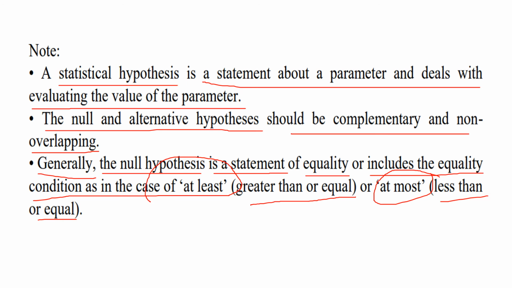But again, if there is at least or at most, then we simply use the greater than or equal, or less than or equal sign in your null hypothesis. At some point, it will represent an equality. It can be greater than or less than, and at the same time, it can be equal to.